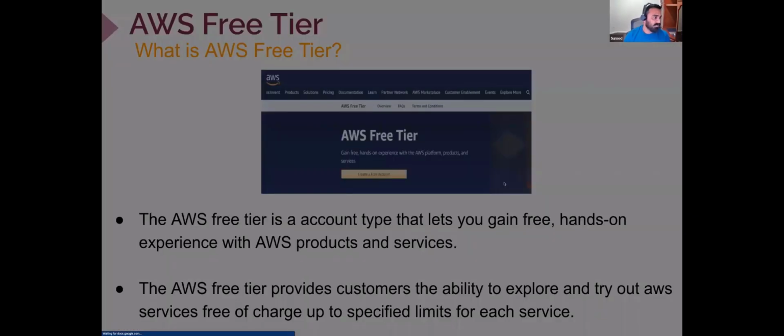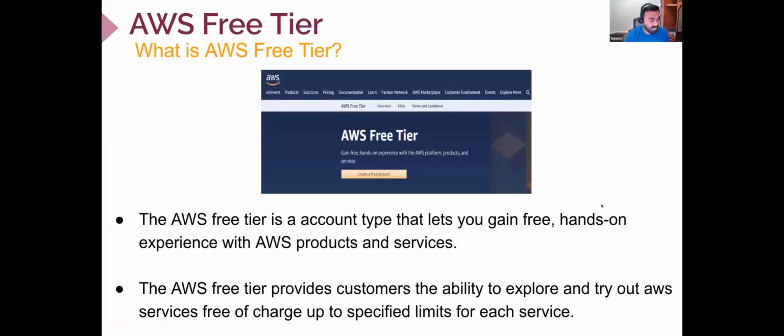So what is AWS Free Tier? AWS Free Tier is an account type that lets you gain free hands-on experience with AWS products and services. AWS Free Tier provides consumers the ability to explore and try out AWS services free of charge, up to a specified limit for each service. Consider this as an AWS account that's giving you a test dose, right?